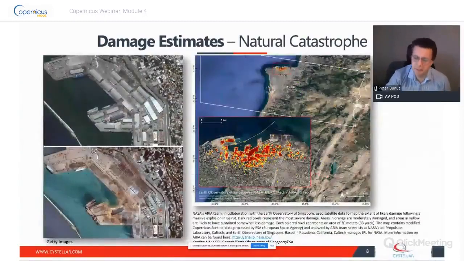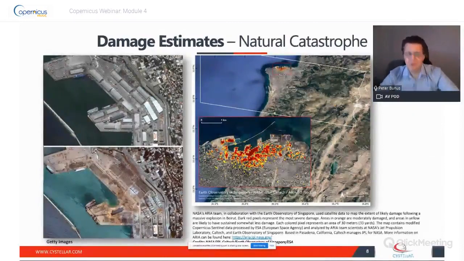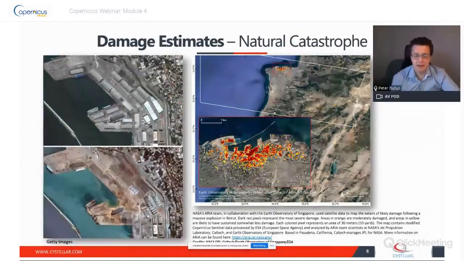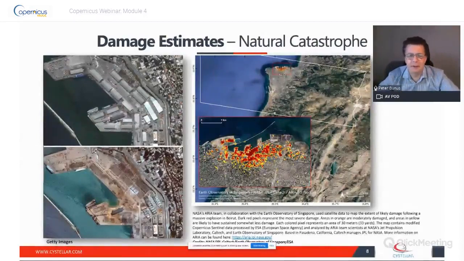This is another example that happened recently. In Beirut, it was dominating the news a few months ago. And here you can also see the damage map produced by a team from NASA in collaboration with the Earth Observatory of Singapore, based on the map containing the Copernicus Sentinel data processed by ESA. And so you can see the areas that have been damaged by the explosion.